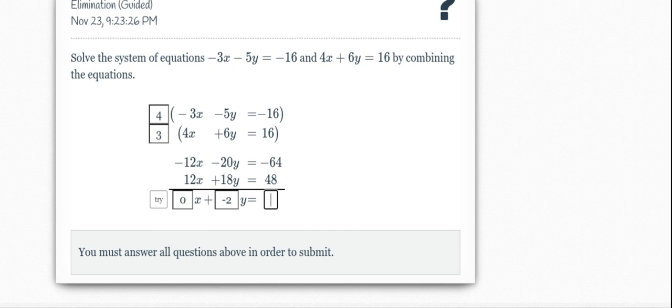The really cool thing about this, guys, is that it lets you check every step of the way. So this is probably a really great thing to look at before you start looking at doing one totally on your own.